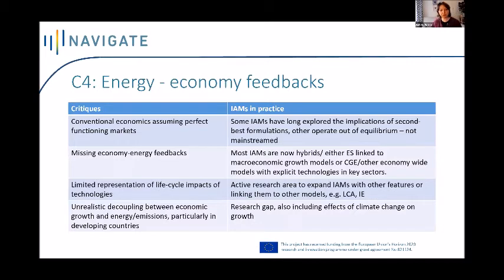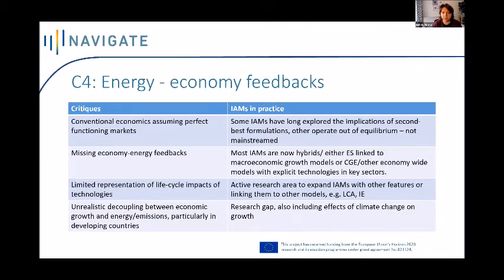The fourth area relates to the representation of the economy and its feedback with the energy system. A first critique, which is perhaps one of the oldest ones, relates to the assumption of perfectly functioning markets, which ignore frictions observed in the real world. Indeed, most IAMs rely on conventional economics, either through optimal growth models with perfect foresight or recursive dynamic CGEs with limited market imperfections. However, several IAMs have now long explored the implications of second-best formulations or operate out of equilibrium. However, this is not mainstreamed, and further studies should aim at better reflecting the plurality of the visions of the economy.